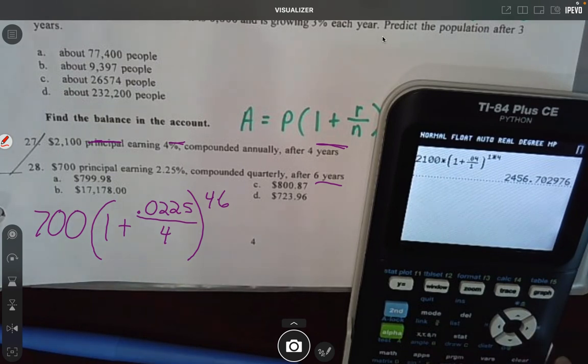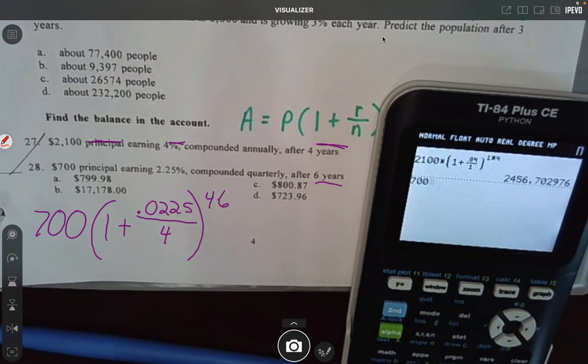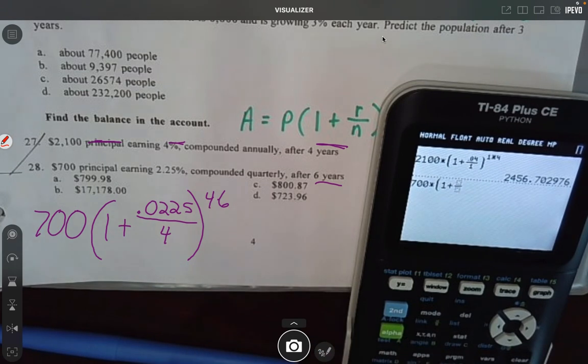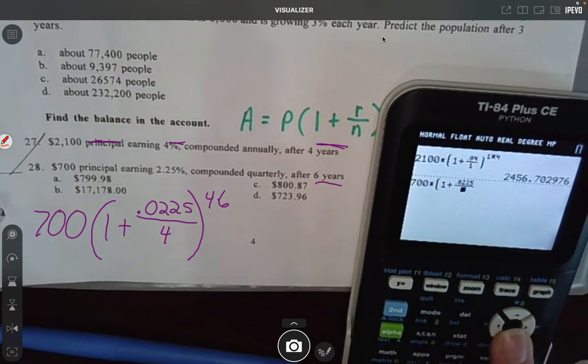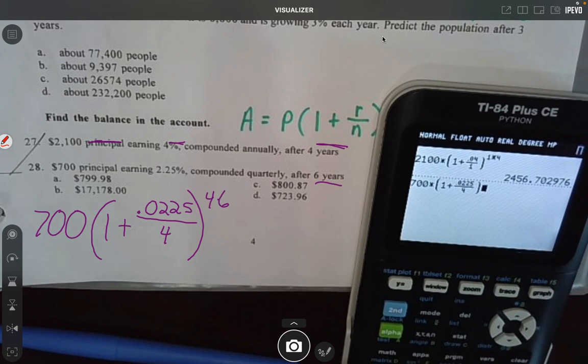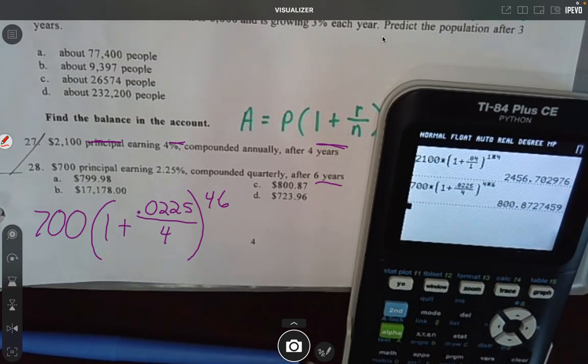So if I type that in, 700 times 1 plus 0.0225 over 4 to the, what did I say? 4 times, that's not 46, it's 4 times 6. So I get $800.87. Okay? And that's the study guide. Yay.